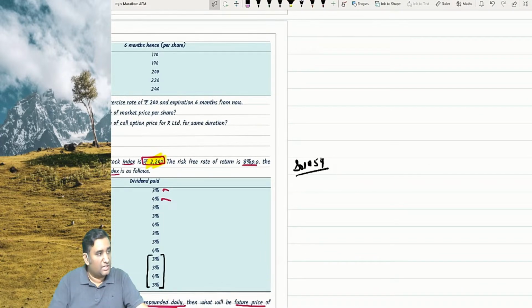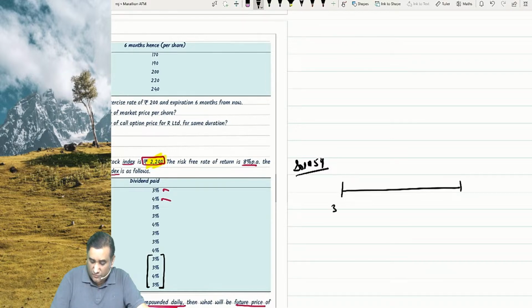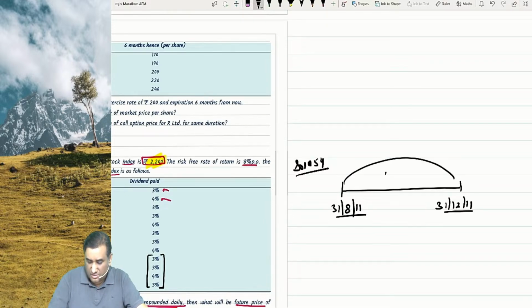The interest will get adjusted. My period is falling. I'm standing on 31st. My value is, these are per annum, so I'll calculate the average annual dividend yield.